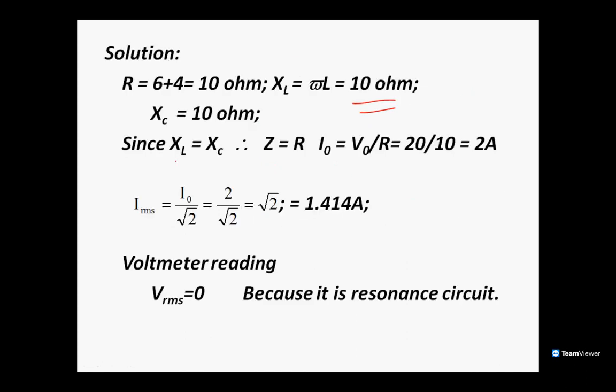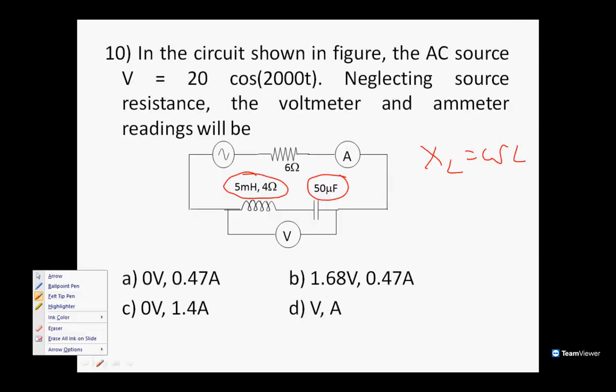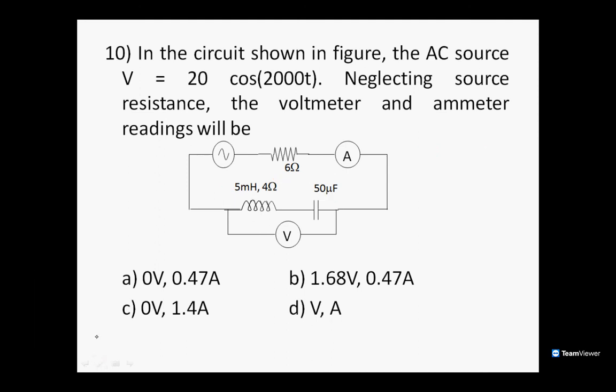What do you understand by this? The reactance of the inductor is equal to the reactance of the capacitor. It means the circuit is a resonant circuit. Whenever it is a resonant circuit, remember, the LCR circuit is nothing but a purely resistive circuit. Don't write current equal to V by Z, but write I equal to V divided by R, because it is only a resistive circuit.